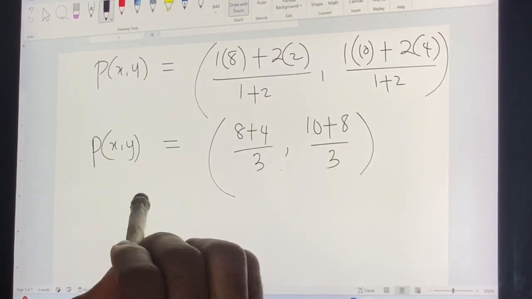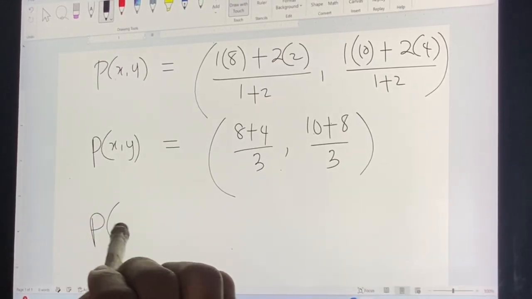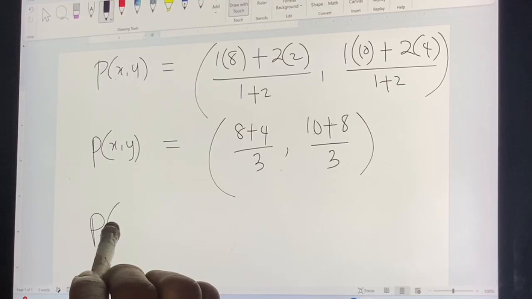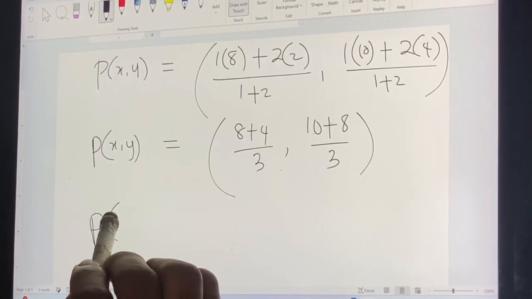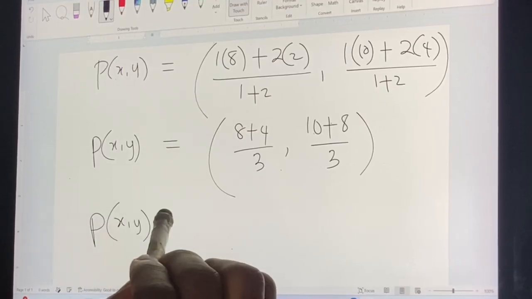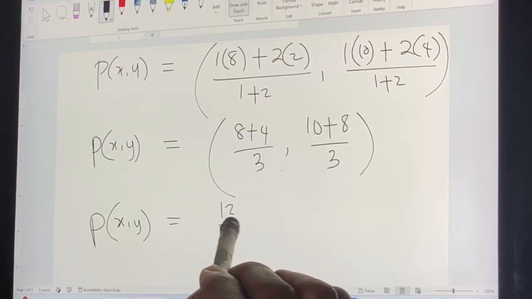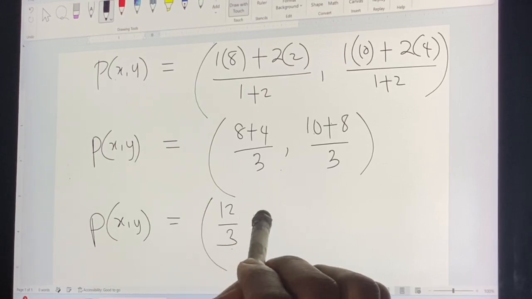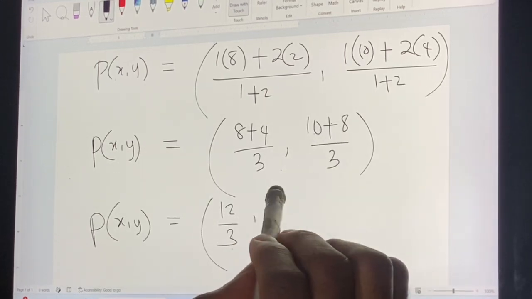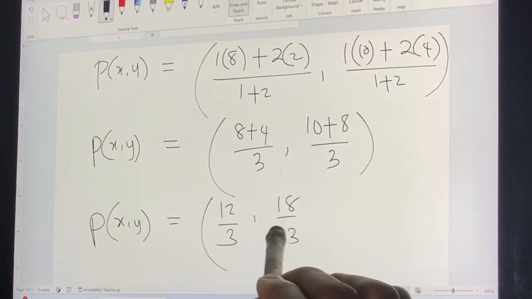Please take note. So the point here, that is the internal point (x, y), will be equal to 8 plus 4, which should give us 12 over 3, and 10 plus 8, which should give us 18 over 3.